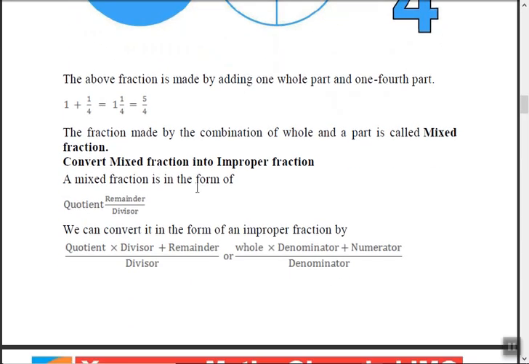How to convert a mixed into improper? Say this: quotient, remainder upon divisor. Multiply quotient into divisor and add the remainder. That will be the improper fraction. So quotient into divisor plus remainder, the whole upon divisor, or whole into denominator plus numerator, the whole upon denominator. That is one and the same.